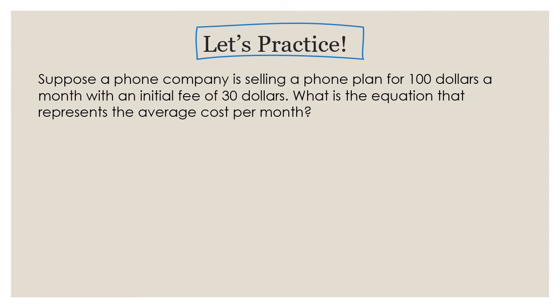Let's try another question where the situation is modeled by a rational function. So suppose a phone company is selling a phone plan for $100 a month with an initial fee of $30. So I'm going to let x equal the number of months, and then I'm going to let y equal how much money is being paid. So we know that it's $100 a month, so I'm going to do 100 times x plus the initial $30 fee, and that's going to equal how much money it is.